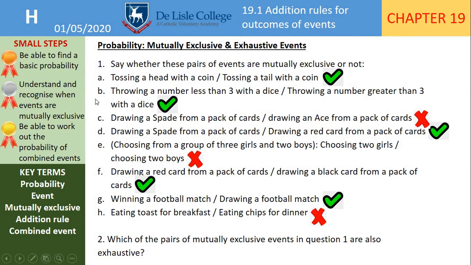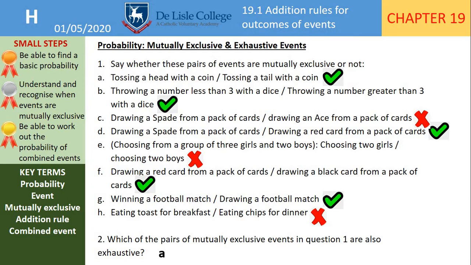Now if we look at A, tossing a head with a coin and tossing a tail, there are no other outcomes from tossing a coin. So part A is exhaustive, it covers all the options. Part B, throwing a number less than 3 or a number greater than 3. Well, this doesn't include actually throwing 3. So B is not exhaustive, it doesn't cover all options.